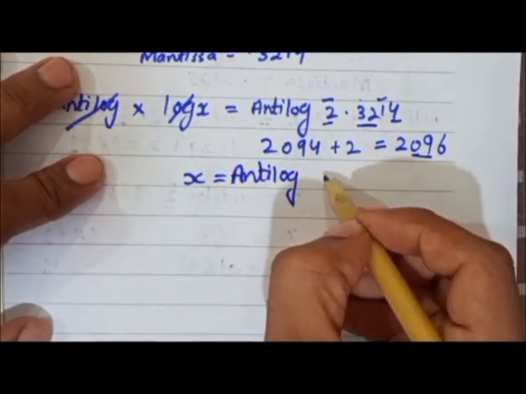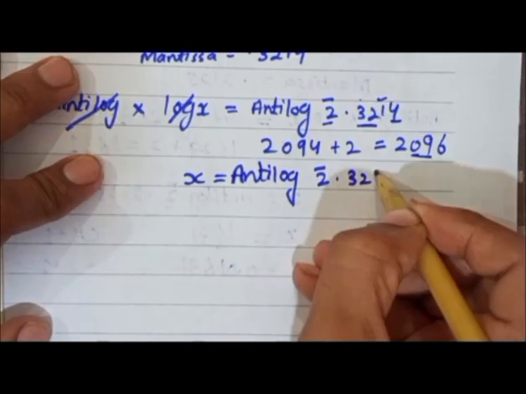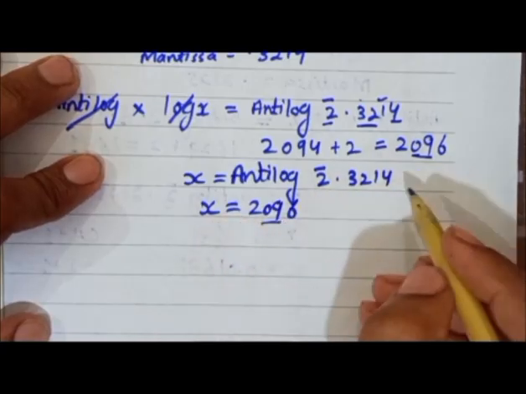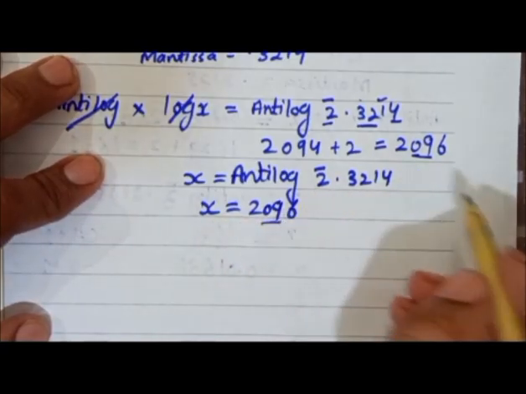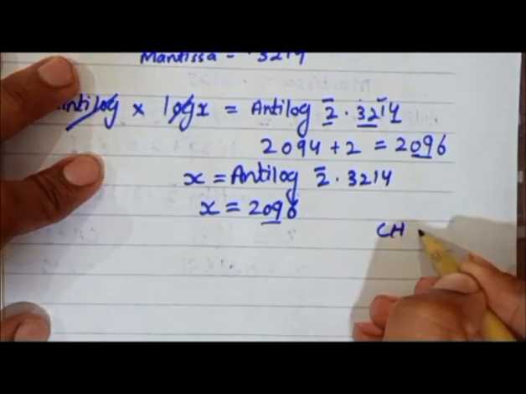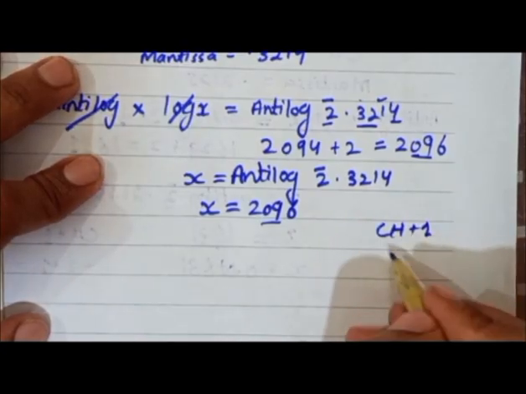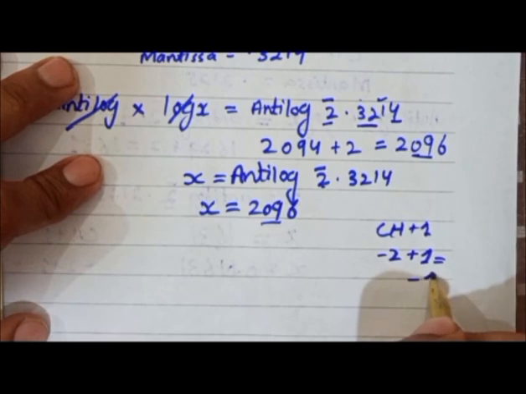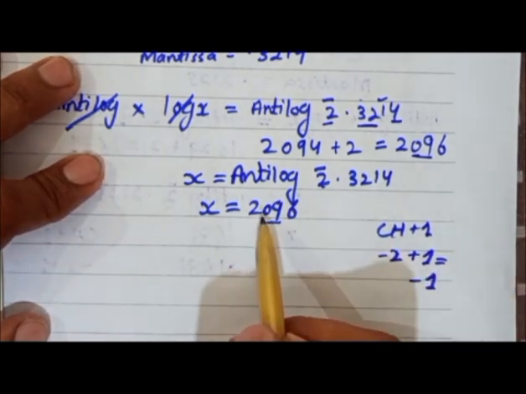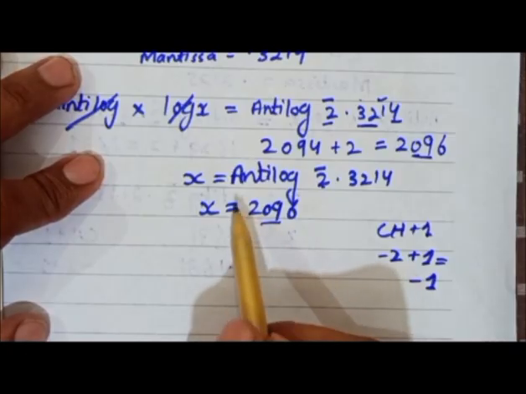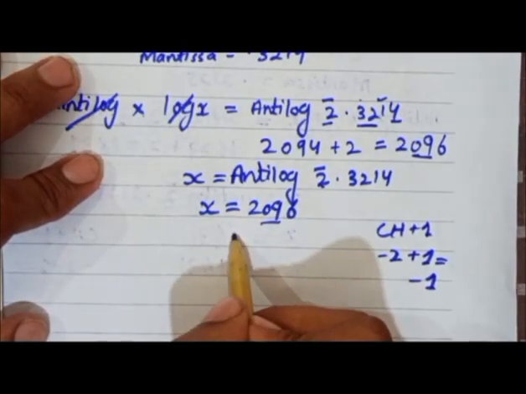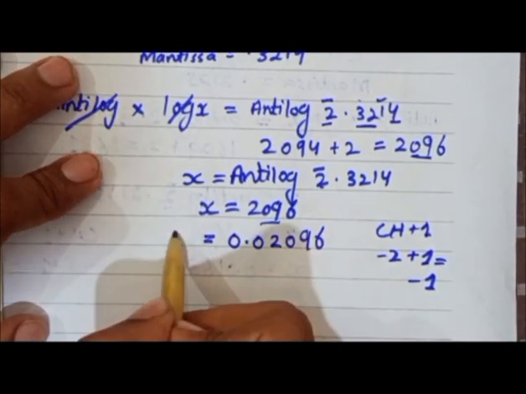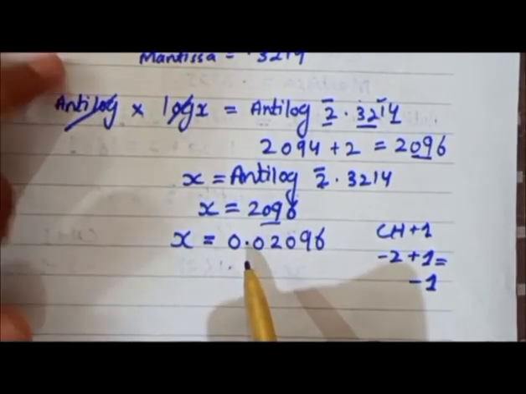So this value is incomplete, so I will write x is equal to antilog of minus 2.3214, which is 2096. I will bring the decimal point, then the value will be complete. For the decimal point, the formula is characteristic plus 1. What is my characteristic? Minus 2, plus 1, this will be minus 1. So minus 1 means the decimal point will come before one number. Suppose 0.02096. This is the answer. This is the value of x.